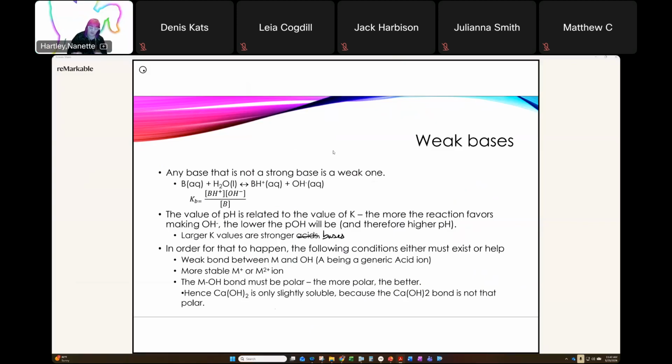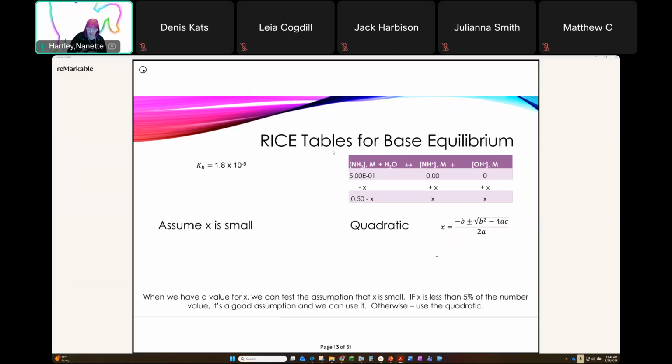All right. So if that's the situation that we're looking at, then we have very similar scenarios for solving information about the weak bases. We can again generate an ICE table for a base equilibrium. Okay, so in this case, we are dealing with NH3, which we know is a weak base, added to H2O, which is a liquid, so it doesn't appear in this. We then get the NH4 plus, that should have a 4 right there, and an OH minus.